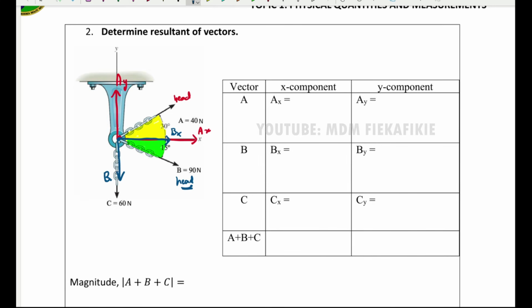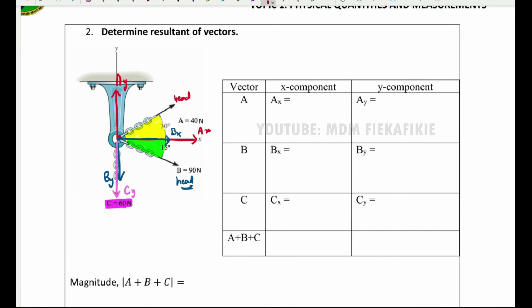So BY. Dan last sekali you nampak dekat sini, kita ada apa? Okay, kita ada C. Okay, vector C di mana direction dia? Hanya downward. Okay, dia hanya ada CY saja. CX tak ada, sebab dia tak ada angle. No need to resolve into X and Y component. Dia downward saja. Dia hanya ada Y component saja.